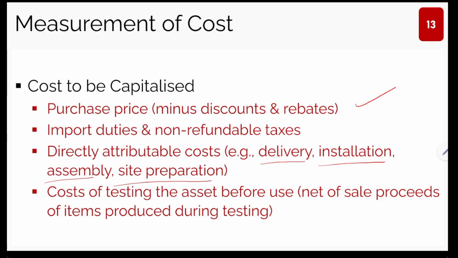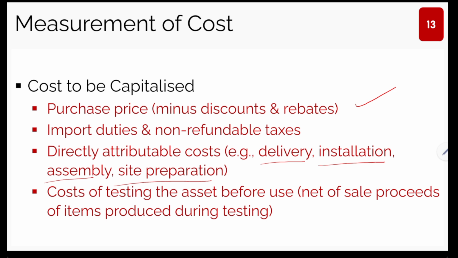And then after testing the asset, you realized that the ingredients were good and the asset could produce what you intended it to produce. And then you sell part of the first product. So the standard is what if that happens. When you are including the cost of the asset, you have to ensure that you only include the net sales proceeds of an item produced during testing.